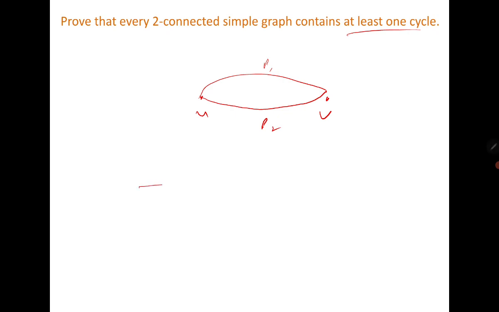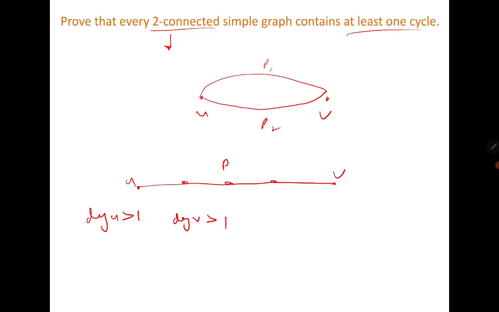If you don't want to use Menger's theorem, one more approach is to think of a maximal path P with end vertices U and V. Now, 2-connected means that it does not have a cut vertex. So if the degree of U or degree of V is equal to 1, then its neighbor is a cut vertex, but the graph is 2-connected. It means degree of U should be greater than 1 and degree of V should be greater than 1. Now degree of U is greater than 1, so U must be adjacent to one more vertex. If it is adjacent to some vertex which does not belong to path P, let's say W, then this path is not maximal. It means it should be adjacent to some vertex which belongs to this path P, and that forms a cycle.